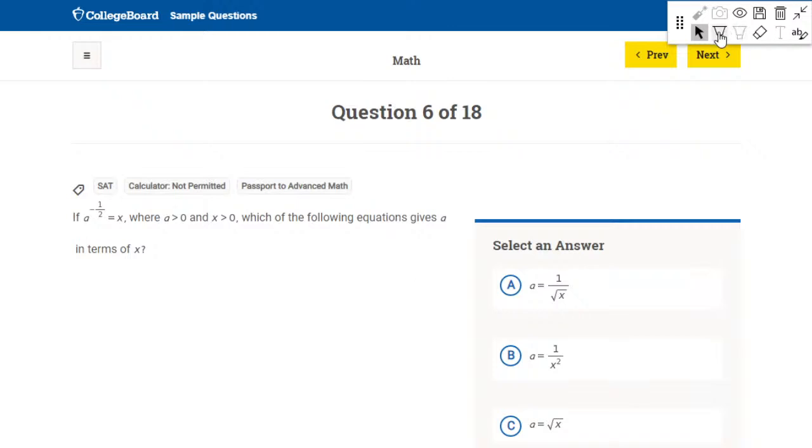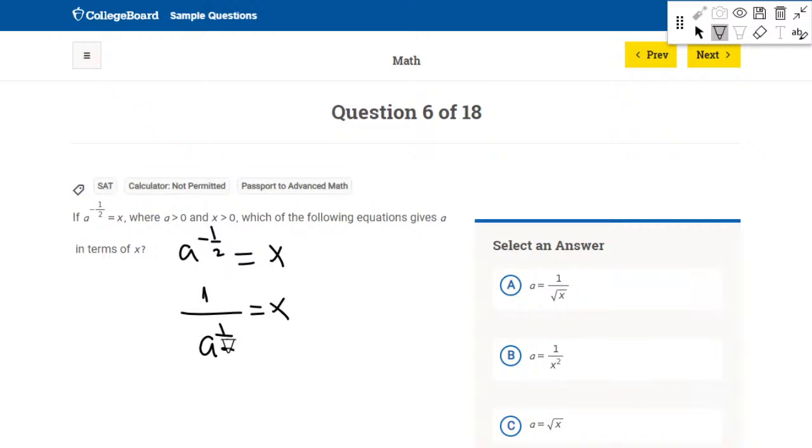So, exponents and powers. If a equals x to the power of minus 1 over 2, where a and x both are more than 0, which of the following equations gives us a in terms of x? So what we do, we just rewrite it as we should. So a to the power of minus 1 over 2 equals x. The sign minus means that this all is in the denominator. So a to the power of 1 over 2 in the denominator equals x. How do we get rid of a being in the denominator?